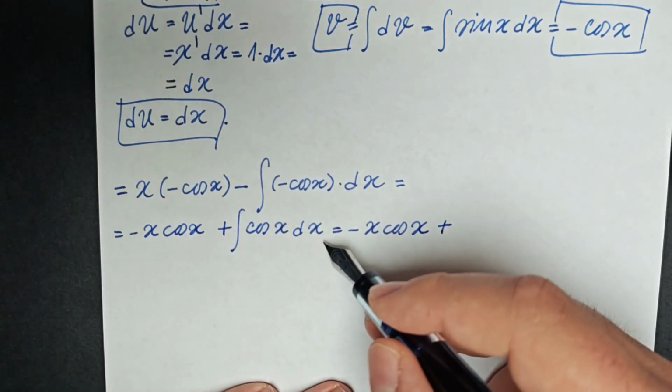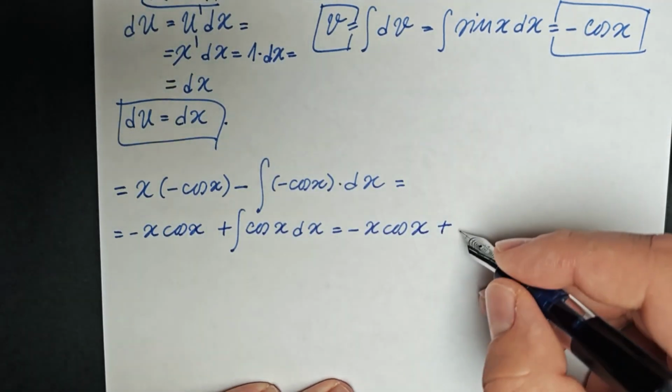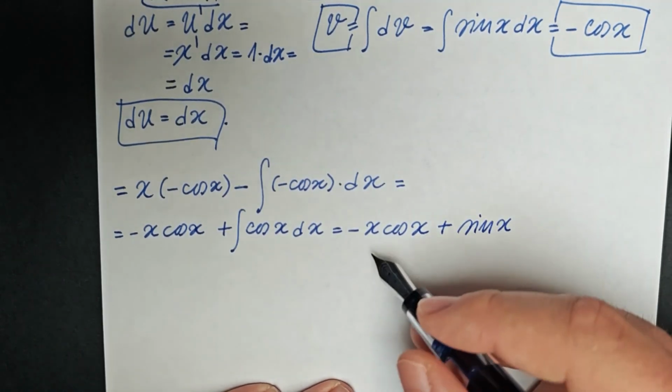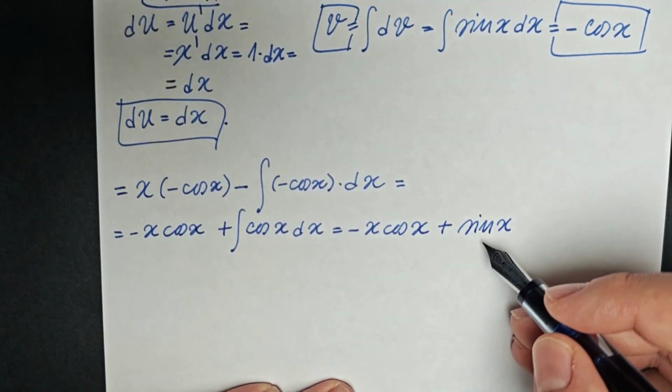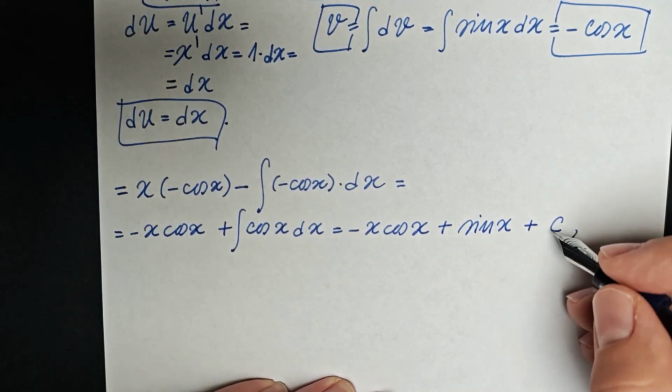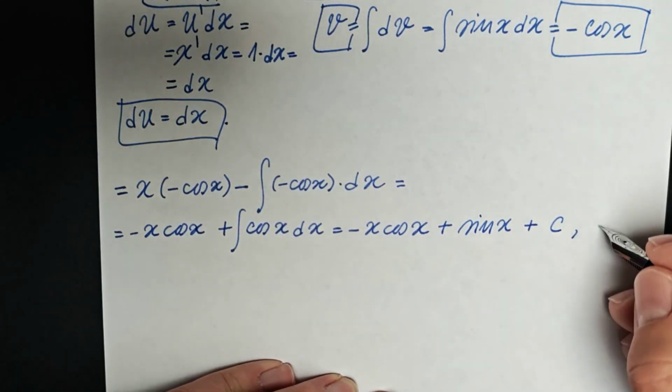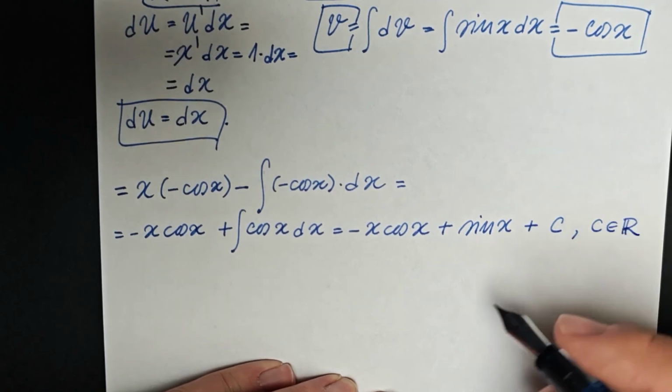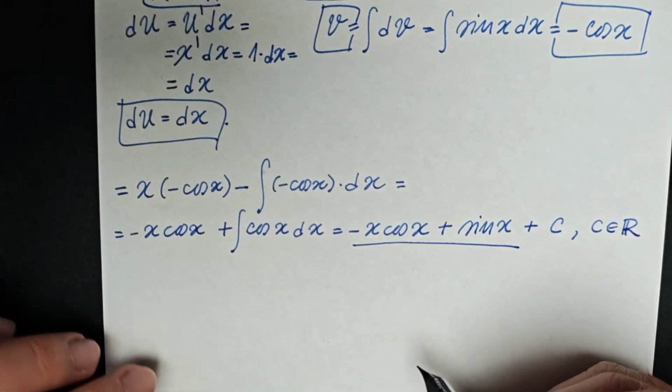This is a simple table integral. Its solution is sine of x. And now that we have come to the end of our integration, we just put in that plus C. A C is an arbitrary real constant. And this is our solution.